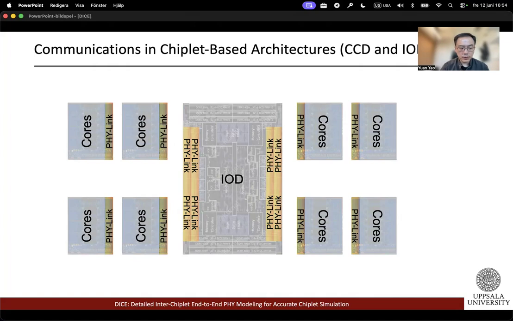For example, when a core requests data from another core, the request first is sent to the local PHY link, then travels via the I/O die before landing on the destination, which can be another CCD. More importantly, inter-chiplet communication behaves more like a real physical channel. It has latency variations, it can experience noise, it may need error correction, and it can occasionally produce long latency tails.